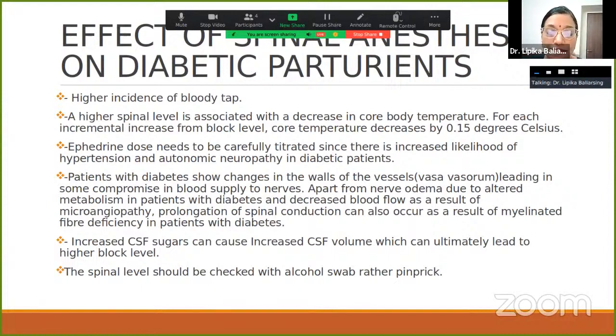So we must maintain a very high index of suspicion for a higher block level than we expect to happen normally, and that should be taken care of, as it can cause severe compromise in the hemodynamic status, and that can affect the fetus also, as we saw before, that it can cause acidosis in the cord blood. By that we can check that the child also has suffered due to hypotension, and the spinal level should be checked with alcohol swab rather than pinprick. The level of block achieved should be checked with alcohol swab.